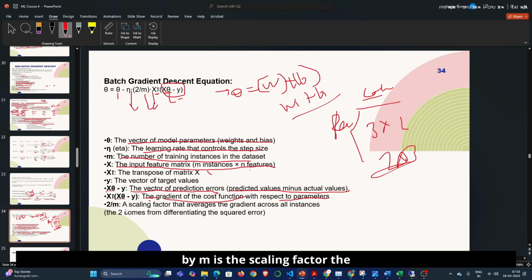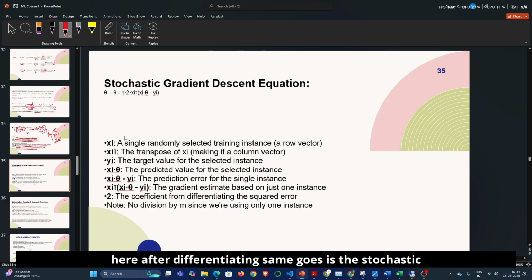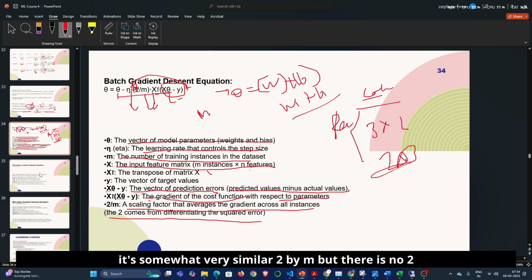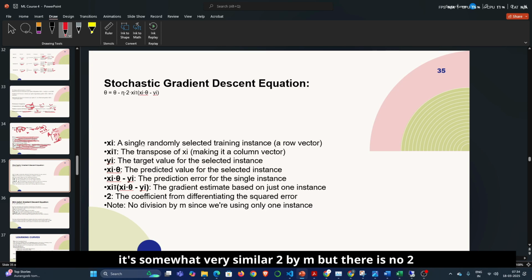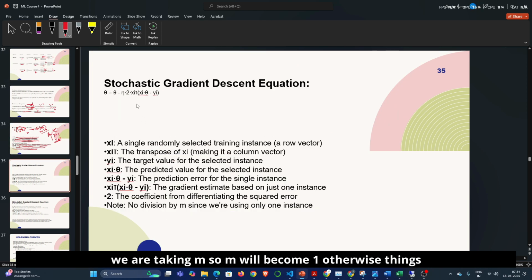And 2 by m is the scaling factor that averages the gradient across the instances. That 2 comes from differentiating the squared error. There will be a 2, right? So if I differentiate this mean square error, the 2 comes from here after differentiating. The same goes for stochastic gradient descent, which is very similar, but there is no m because we are taking a single instance, so m becomes 1, otherwise things are the same.